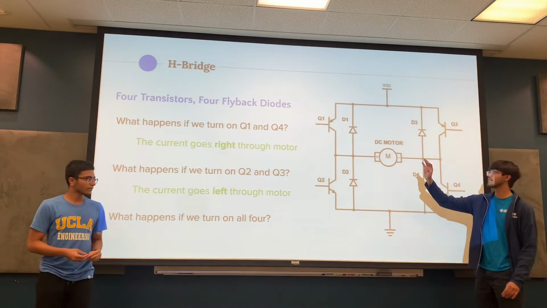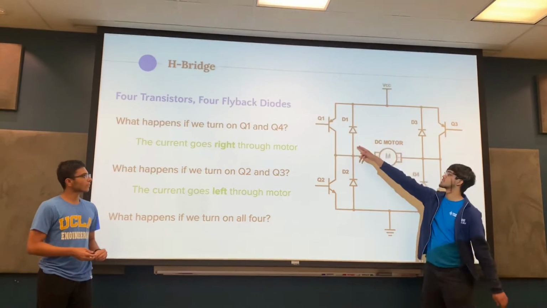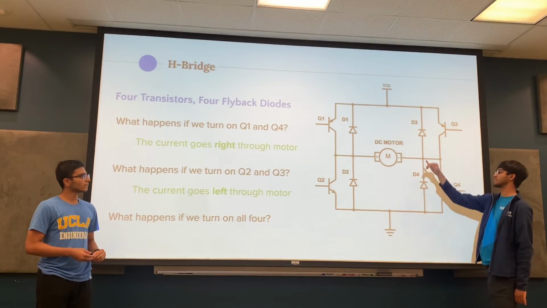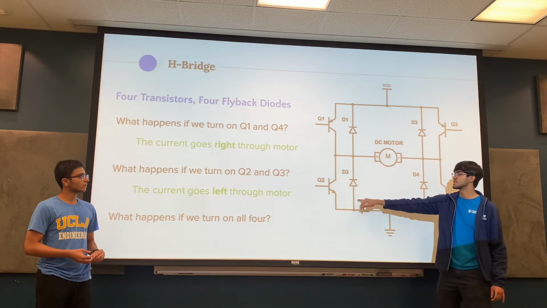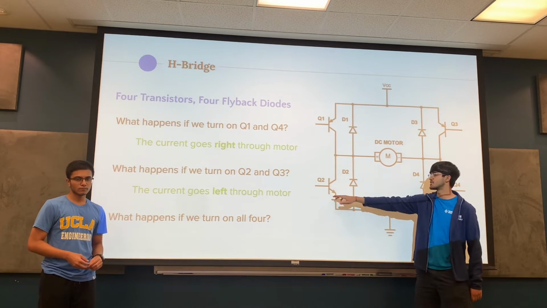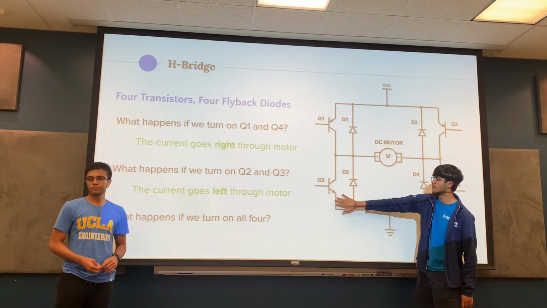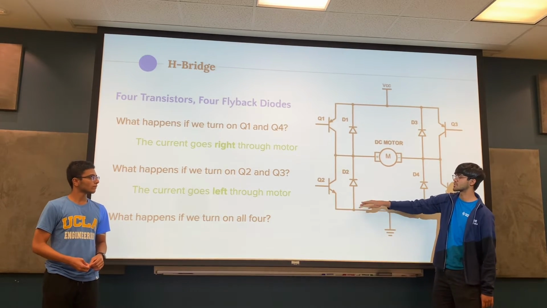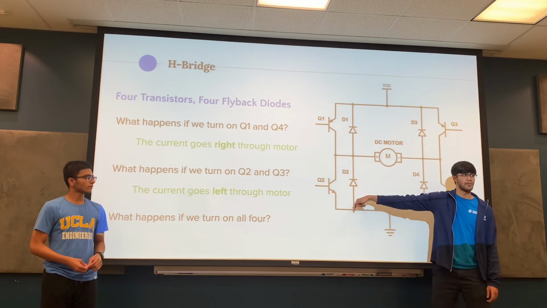And also really quickly, if you're wondering why, if we only turn on Q1 and Q4, the current won't pass through Q2? It's because, first of all, the base pin would be off here, so that's preventing current from flowing through this path. And then since we have a diode right here, which only allows current flow this way, the current also won't pass through this path.